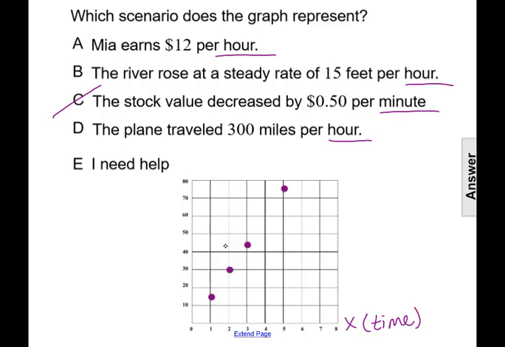So we know that it can't be choice A, because the $12 is not an accurate increase in the y values. We can't say that the y values, the dependent variable, is that $12 is money, because then the coordinates wouldn't match up. You would have to have 1, 12, 2, 24, 3, 36 in that situation. Now let's look at B.